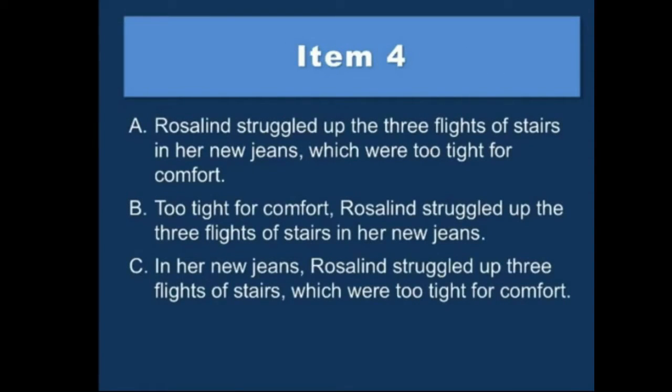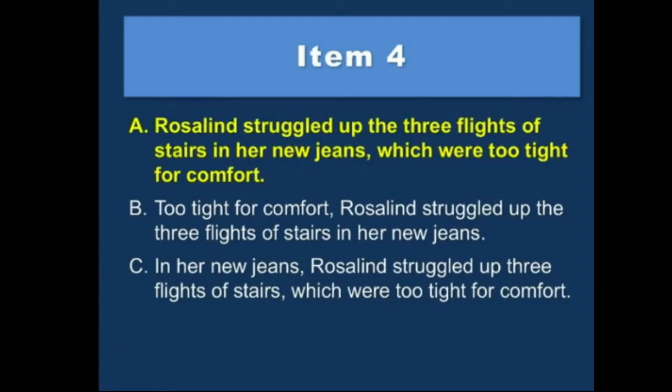Item 4. Which has the correct modifier? A. Rosalind struggled up the 3 flights of stairs in her new jeans, which were too tight for comfort. B. Too tight for comfort, Rosalind struggled up the 3 flights of stairs in her new jeans. C. In her new jeans, Rosalind struggled up 3 flights of stairs, which were too tight for comfort. Letter A is correct. The jeans are too tight for comfort, not Rosalind and not the flight of stairs.